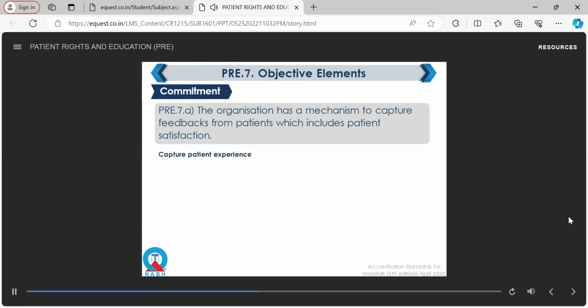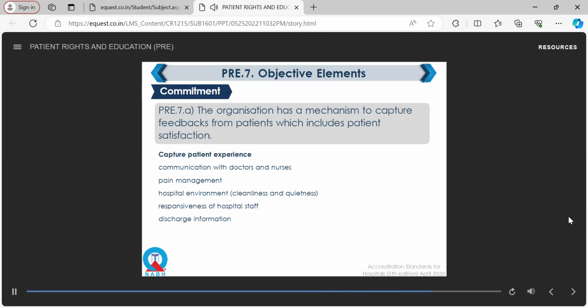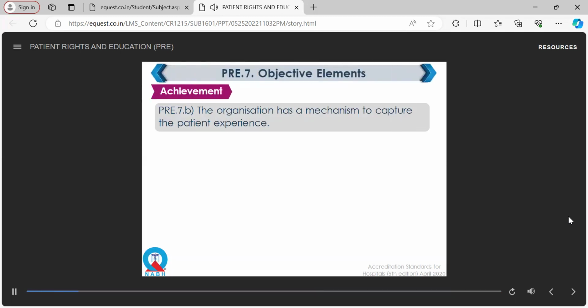While capturing patient experience, it should include communication with doctors and nurses, pain management, hospital environment, cleanliness and quietness, responsiveness of hospital staff, discharge information, communication about medications, and overall rating of the hospital. The next objective element is the mature achievement for an organization that the organization has a mechanism to capture the patient experience. As per the third objective element, which is a core element, the organization redresses patient complaints as per the defined mechanism.